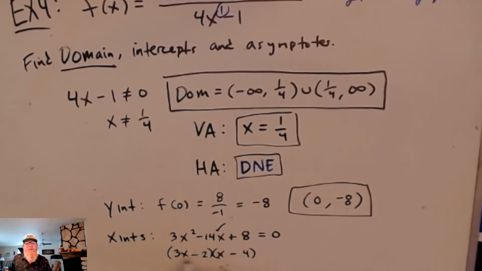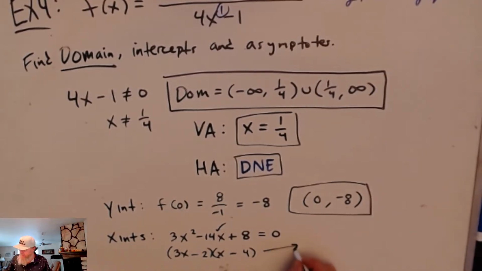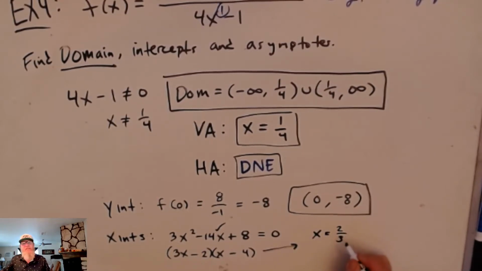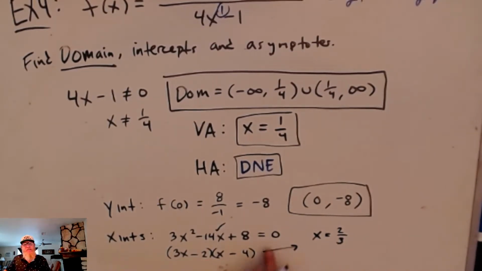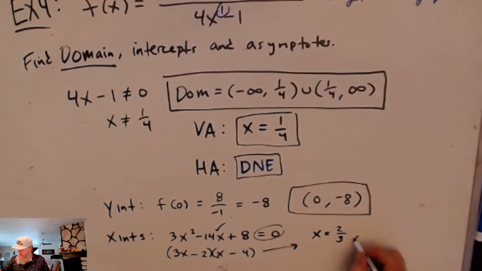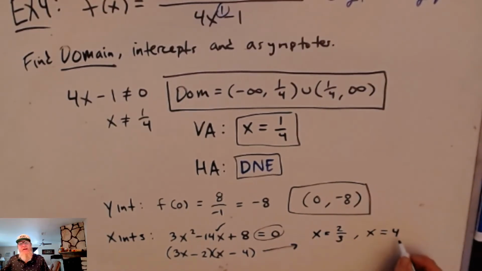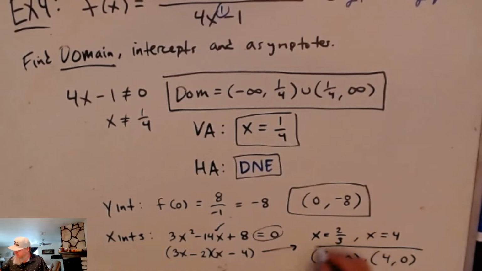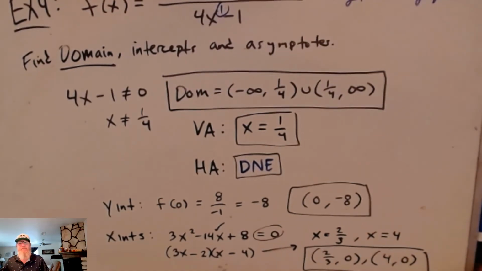I also hope that you're so good at these that you can solve these with mental math. So you're going to get x equals 2/3, right? Remember, you're setting these equal to 0. And you're going to get x equals 4. And then remember to write them correctly. 2/3, comma 0, comma 4, comma 0. And those are your x-intercepts.